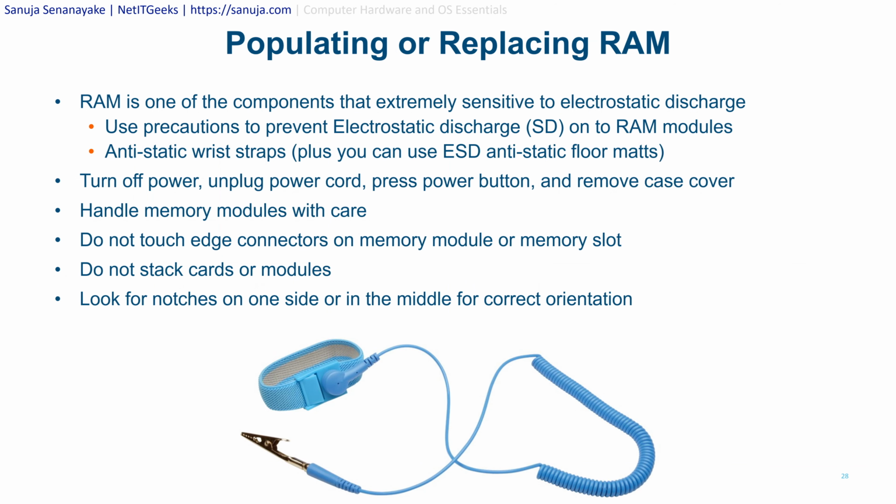So let's look at how we can populate or replace your RAM. In other words, install or replace your RAM. RAM is one of the components that is extremely sensitive to electrostatic discharge. RAM is one of the components on your motherboard that could fry because of electrostatic discharge. So make sure you use precautions to prevent electrostatic discharge on your RAM modules.